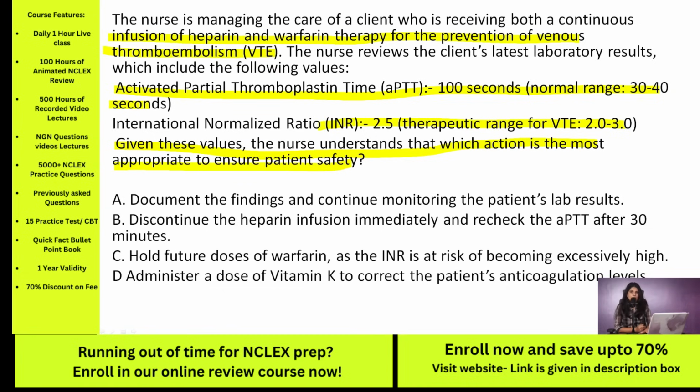The correct answer is option B. Discontinue the heparin infusion immediately and recheck the activated partial thromboplastin time after 30 minutes.